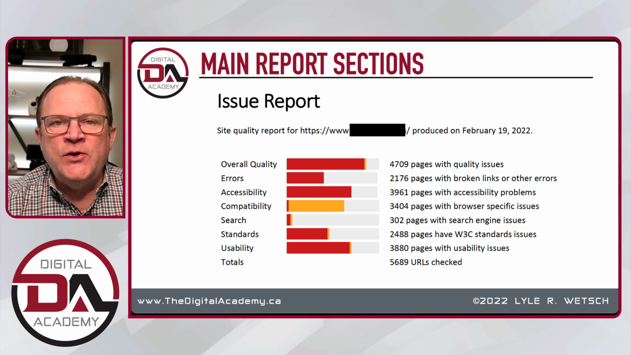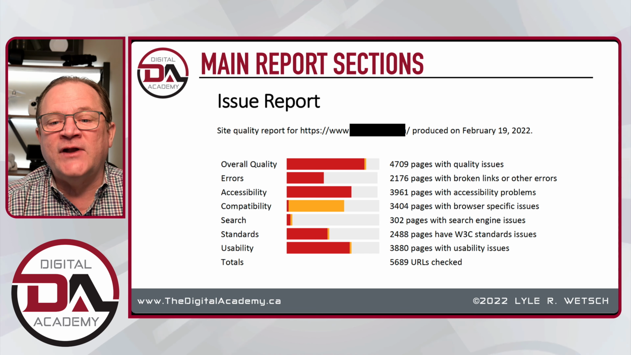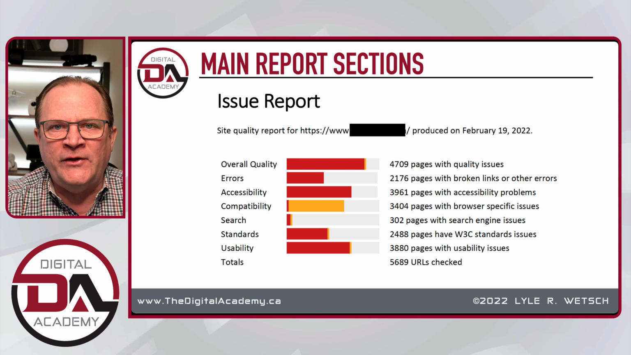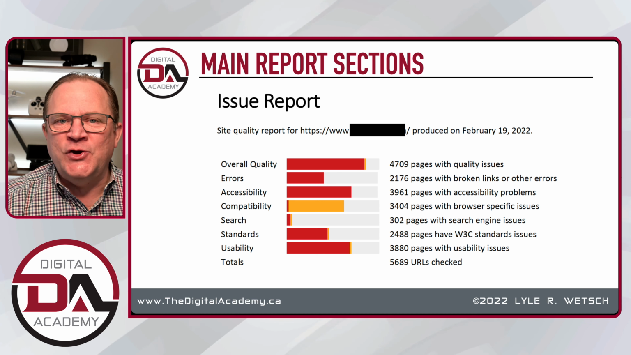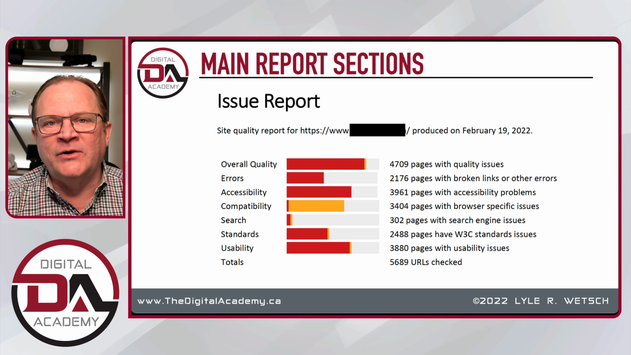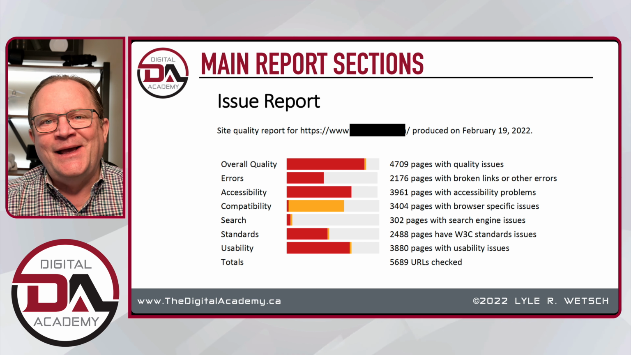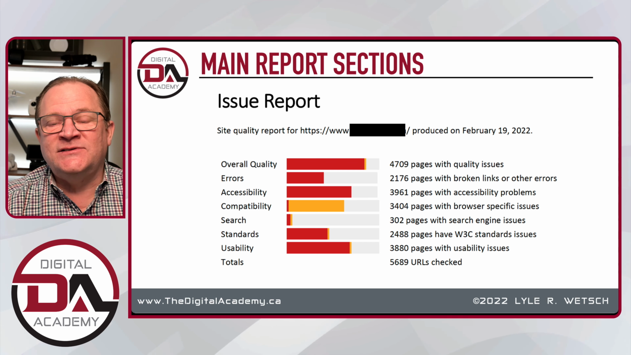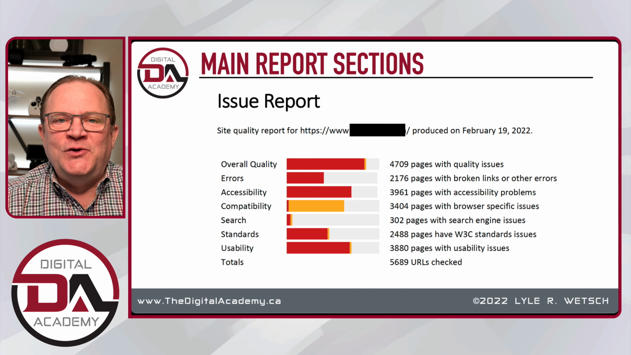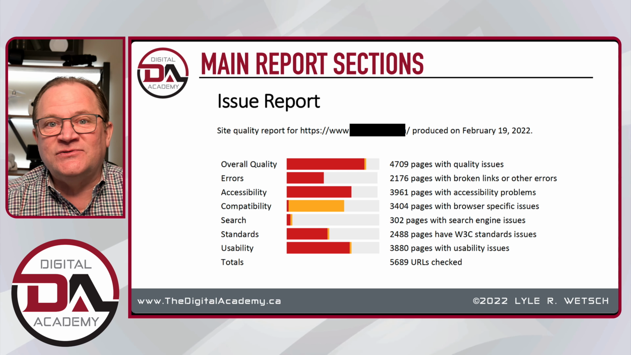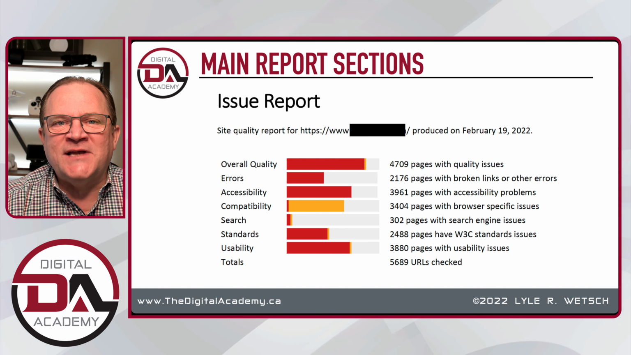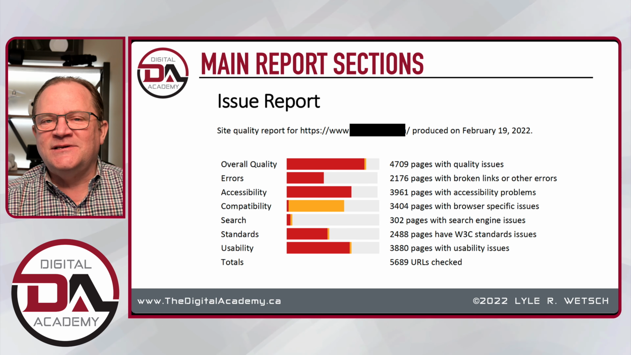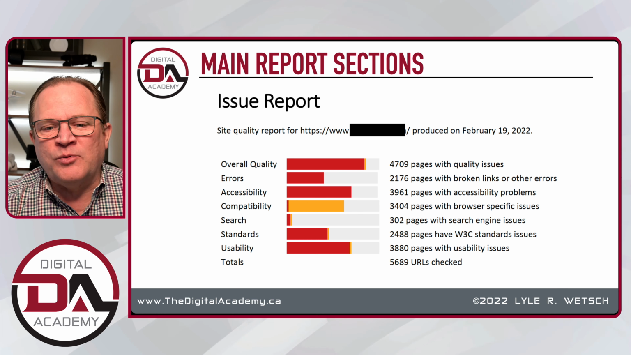And in this case, you're looking at an overall quality of 4,709 pages that have quality issues. The best way to get a feel for is that a good number or a bad number is to understand how that is as a percentage. Because if you've got a small website and you only have 10 pages, having issues on 10 of those pages is a pretty bad website. But on the other hand, if your website is 50,000 pages, having 10 errors is not a problem at all.